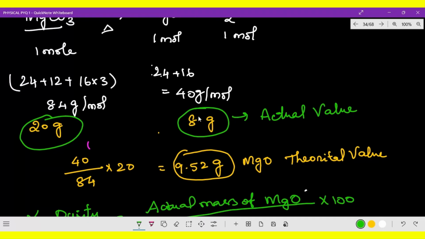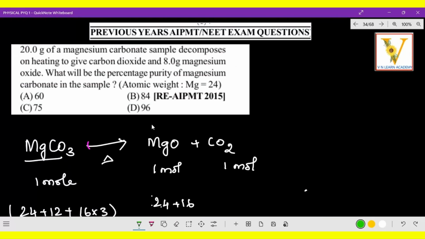But what they have given, it is 8. So we are going to get that idea about purity of that sample. So the sample actually has 84% purity. Now, which is the correct option? Option B is the correct option, 84%.